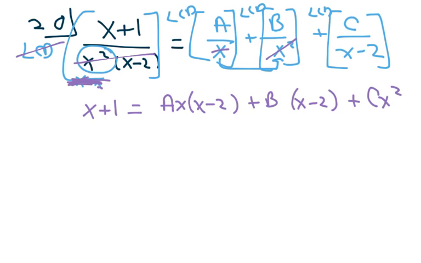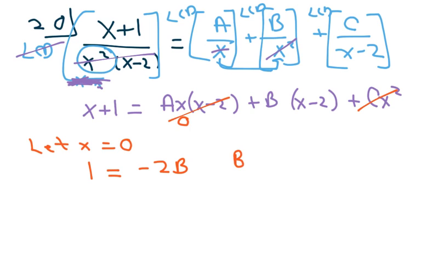So the first thing I want to do probably is let x be 0. Let's see what happens if we let x be 0. If we let x be 0, we get 1 equals, and what happens here, this is going to zero out, so we don't need that. It's also going to zero out my C, so I'm going to get negative 2B, so B equals negative 1/2.